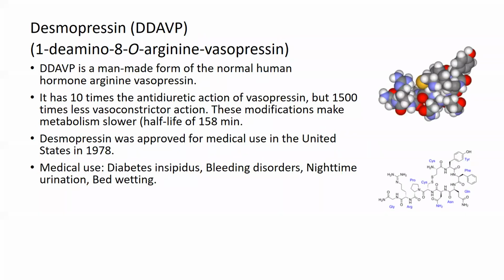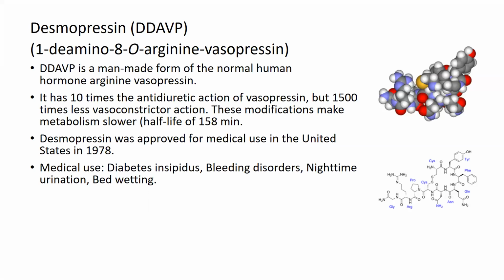So what's DDAVP? It has this fancy name. It's man-made vasopressin. I got a lot of questions when we run the ICU, from residents. For example, if the patient is started on vasopressin, is it going to affect their urine output? Or if you give the patient DDAVP, is it going to affect their blood pressure? No, because DDAVP has 10 times the action on the kidney. So it's not going to be as effective as vasopressin on the kidney. But on the other side, it has 1,500 times less vasoconstrictor action. So giving DDAVP is never going to cause hypertension.